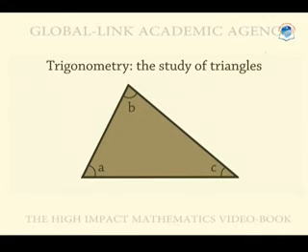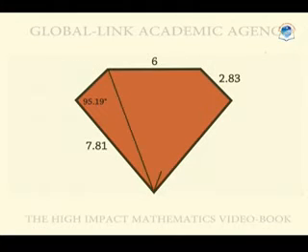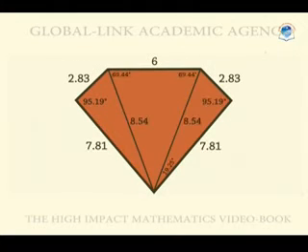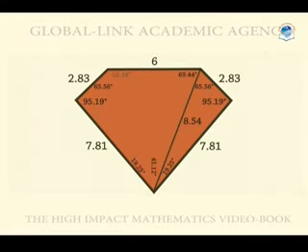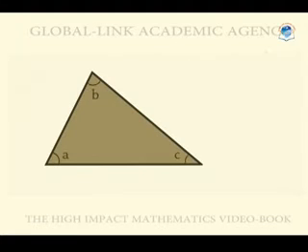One reason why triangles are so important is that more complicated shapes can often be divided into triangles, and using the knowledge of triangles, we can find the sizes of sides and angles of the original shape. The sum of all the interior angles of any triangle is equal to 180 degrees.